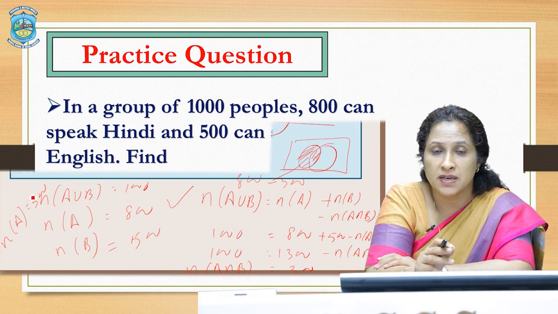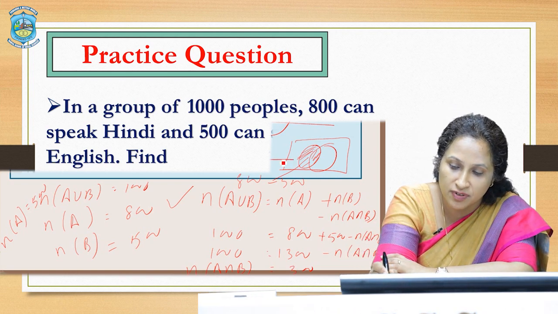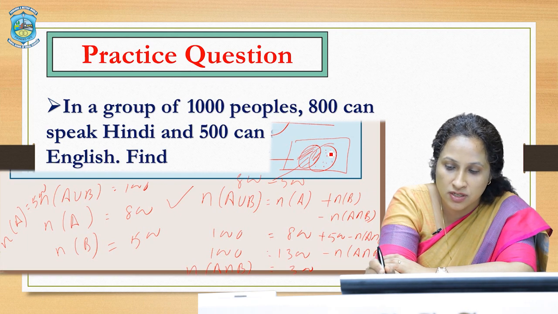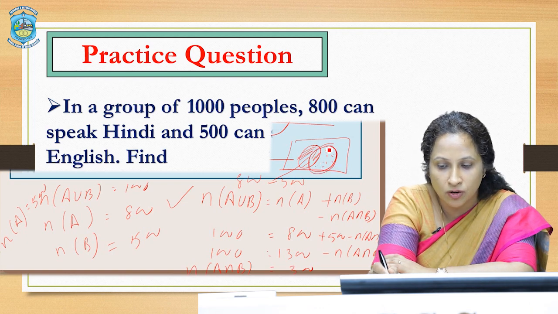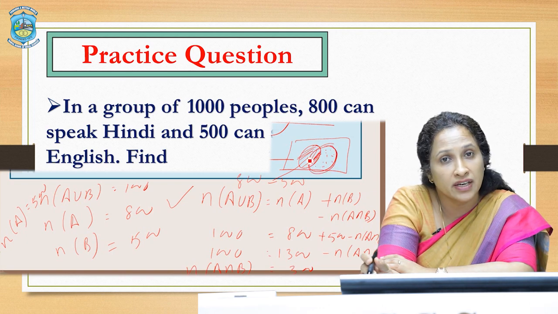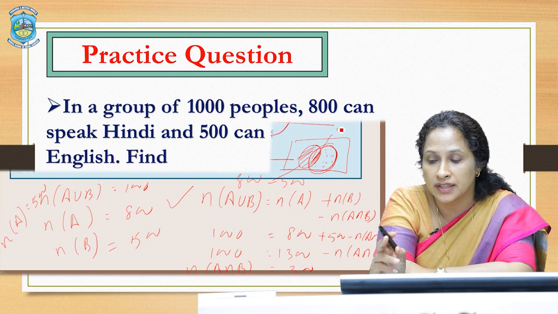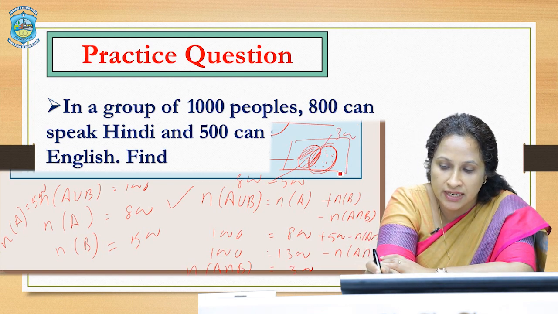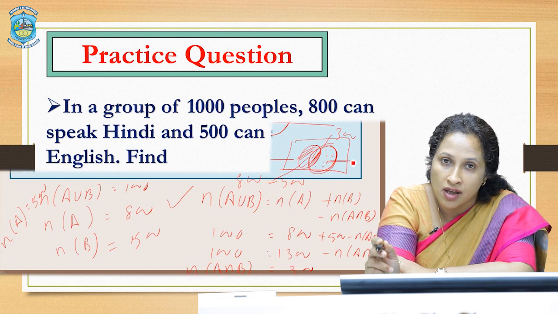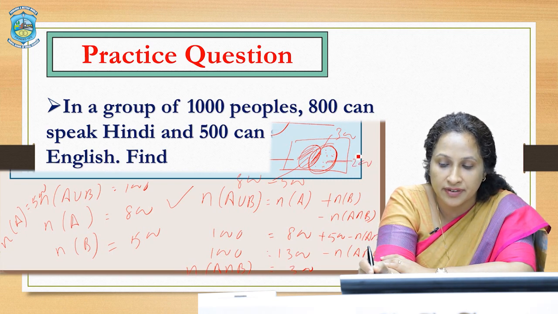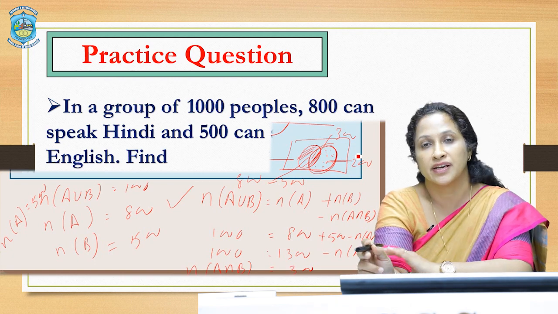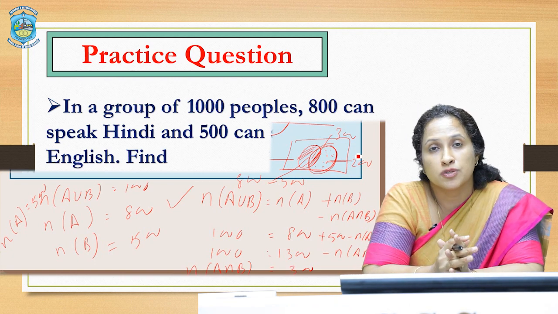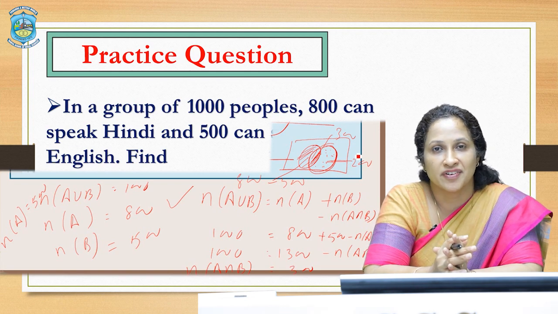So, how many people are speaking only English? To find out this area, which I am indicating by dots, English speaking people are 500 in number and the common area we found out to be 300 people, those who speak both Hindi and English. If we subtract 300 from the English speaking people, we get 500 minus 300 is equal to 200, and we find out that the number of people who speak only English is 200.